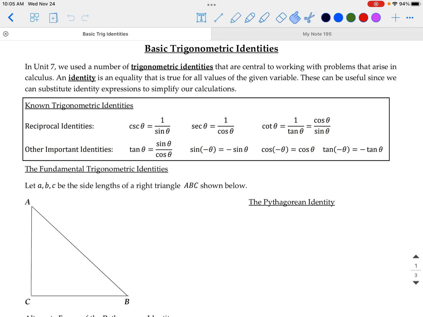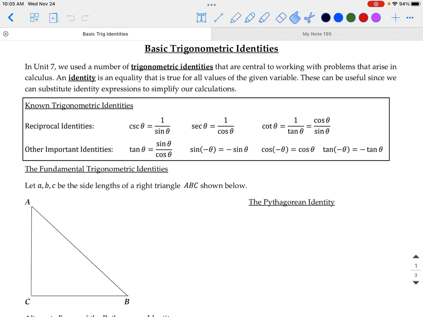And so an identity, in the simplest sense, is just an equality of equivalent statements. So two statements that are equal to each other. But most importantly, they're equal to each other for all values that are possible. So all values within the domain of those specific expressions.